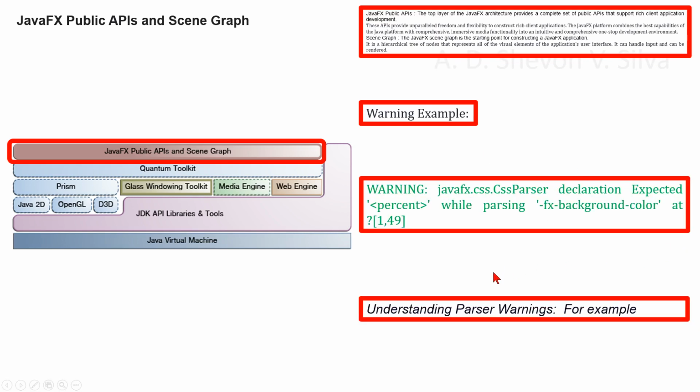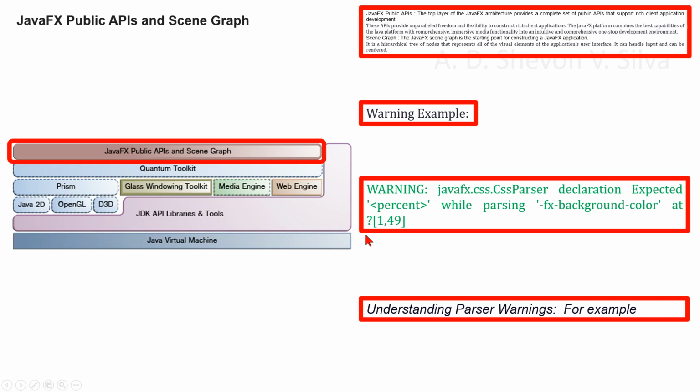Now we are considering a warning example. For example, this one. When a JavaFX CSS parser encounters a syntax error, a warning message is emitted, which conveys as much information as available to help resolve the error. For example, this one: Warning: JavaFX CSS parser: declaration expected while parsing -fx-background-color at $149. The cryptic $149 pertains to the location of the error.